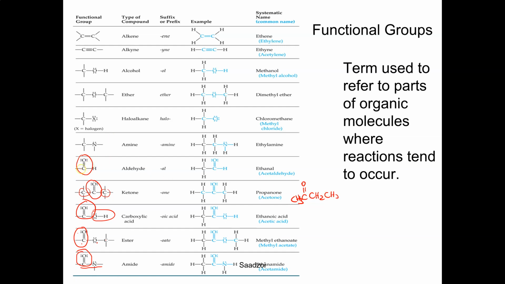Here in aldehyde, carbons on the left, so let's say this is CH3 or CH2, CH2, doesn't really matter. On the right is a hydrogen, that's an aldehyde. That's the difference. Ketone is going to be carbons on the left, carbons on the right. Aldehyde, carbons on the left, but hydrogen on the right.